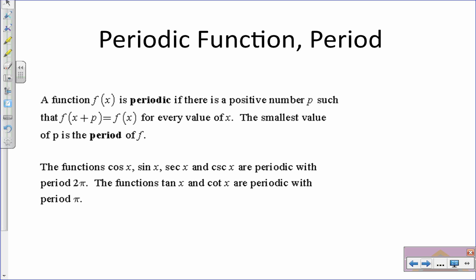Okay, periodic functions. Our trigonometric functions are periodic because we know that the cycle will repeat. Now, for cosine, sine, secant, and cosecant, we have a period of 2 pi. The unique ones are tangent and cotangent. They have a period of pi.